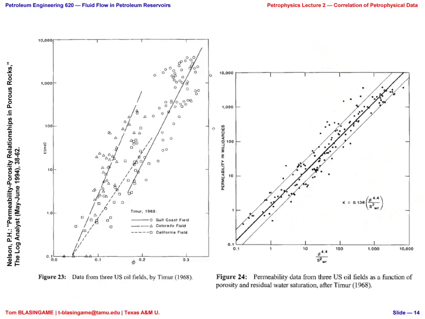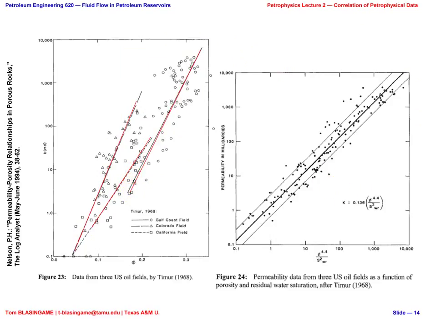Next is the work by Timur, and you can see that Timur's got this equation, or this line, this line, and then this line. And I know you guys can see that the bars on this are huge, but that's okay. I mean, the potential scatter is what I mean.